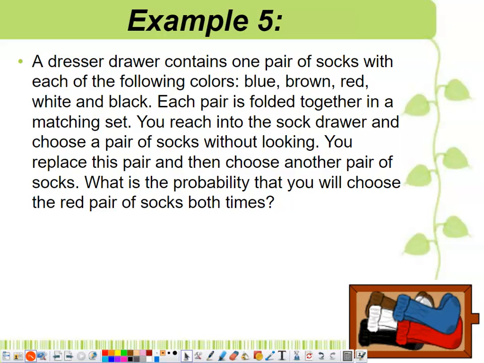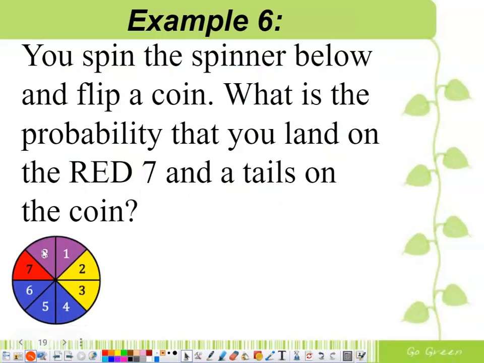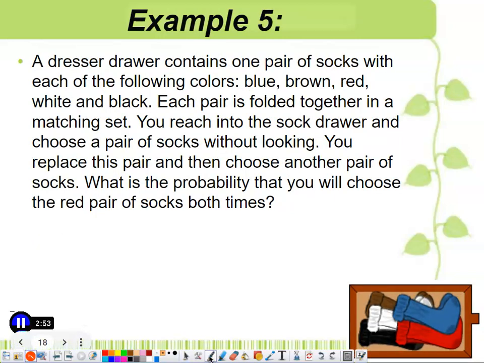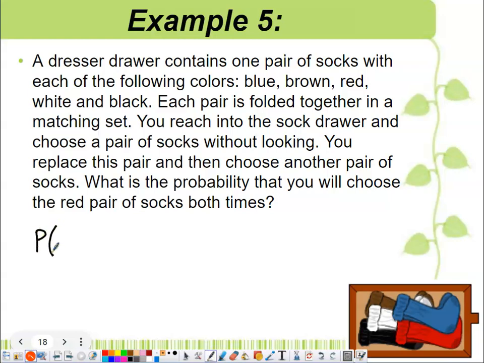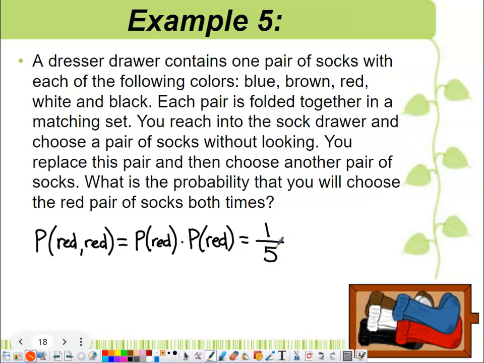Okay. So the notation that I like to use, we have probability of red. We put it back, and then we select red again. So that's just equal to the probability of selecting red the first time, times the probability of selecting red the second time. So I have 5 total pairs, 1, 2, 3, 4, 5. And there's only 1 red pair in there. So the probability of selecting red the first time is 1/5.